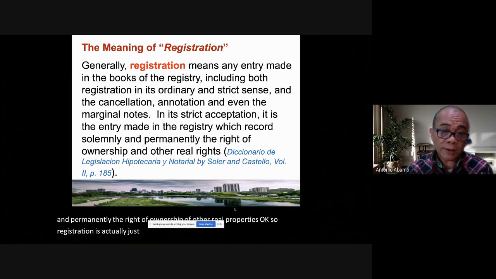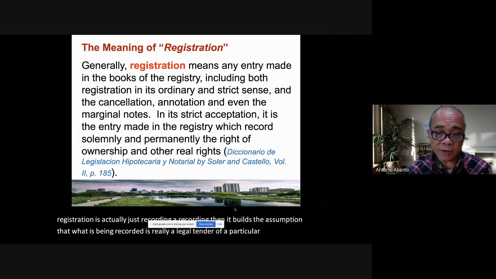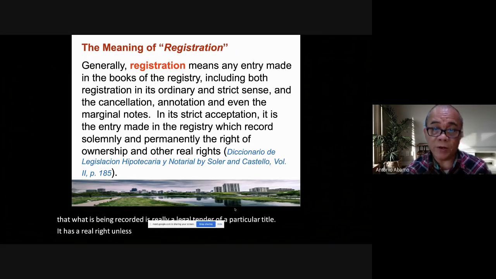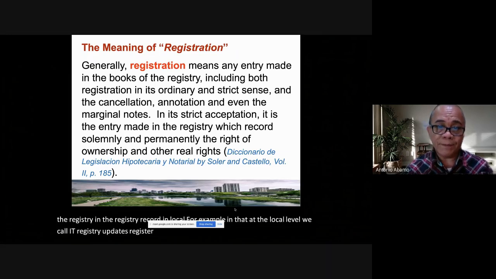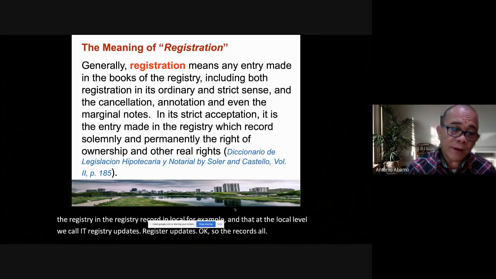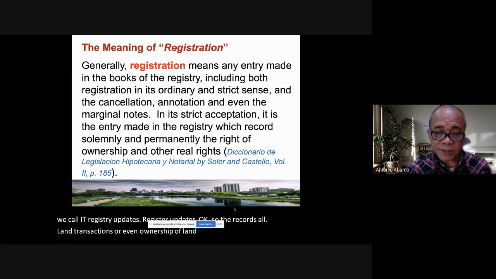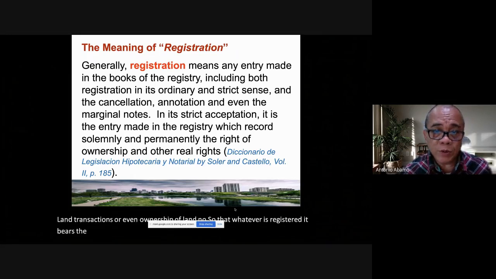Recording, and it bears the assumption that what is being recorded is really a legal tender of a particular title. Okay, has a real right unless otherwise contested in court. So it's just registration. Where? In the registry record. At the local level, for example, we call it the registry of deeds, register of deeds. That records all land transactions or even ownership of land, so that whatever is registered bears the assumption that it is using the legal instrument for declaring ownership.